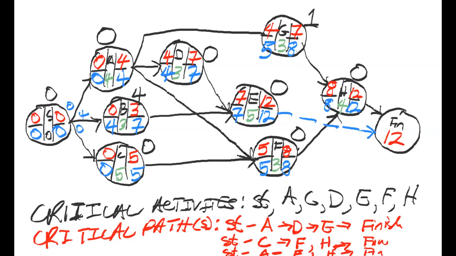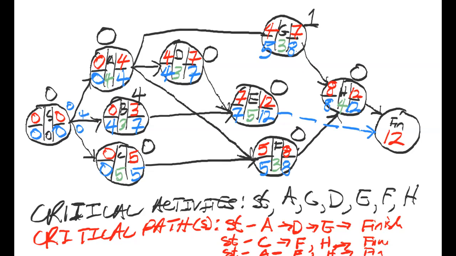From start to A to F to H to finish. You go back, you realize there are another set of zeros which you didn't pick up in that set of pathways. So you trace it again. From start to C to F to H to finish. So this project has three critical pathways. Right? The critical activities are A, C, D, E, F, and H.